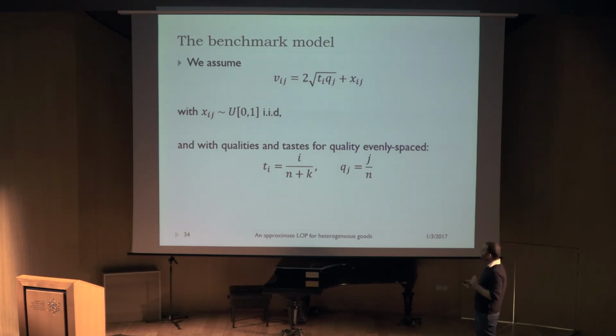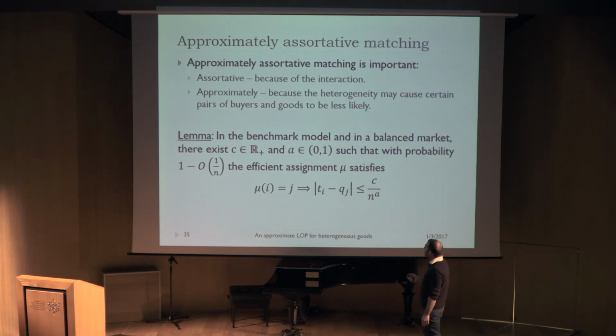So I'm looking at a benchmark model because this one is very difficult to do generally. I think it also shouldn't hold generally, but it should hold when, for example, you have multiplicative complementarity between the goods and the buyers, okay? And in this model, we first show assortative matching, meaning that the difference between the quality and the taste for quality shouldn't be too high, okay?